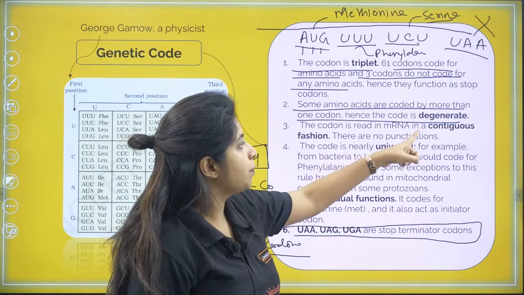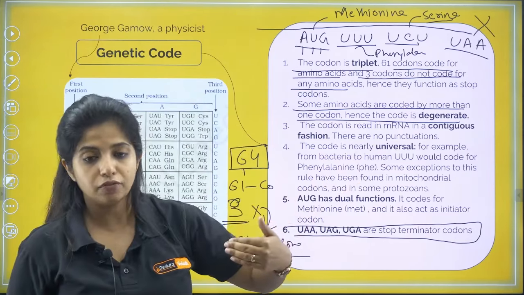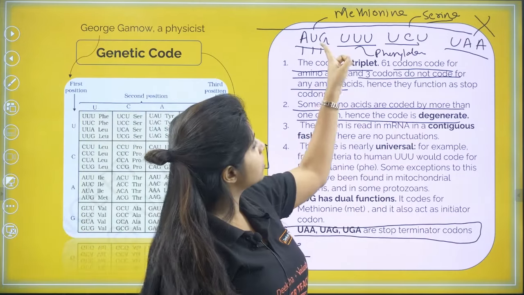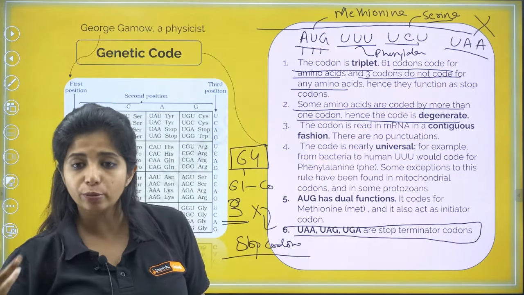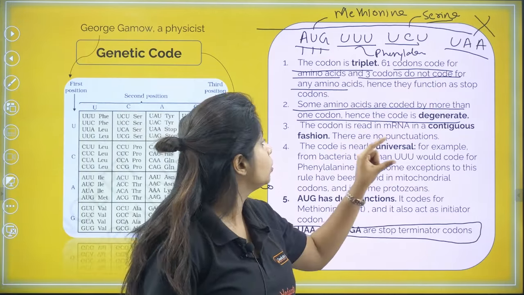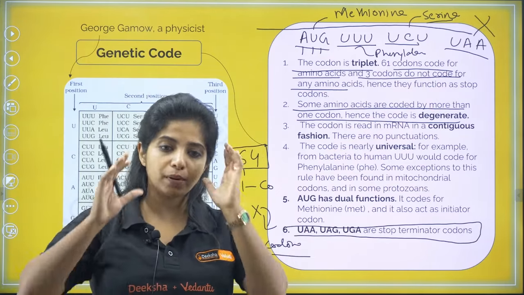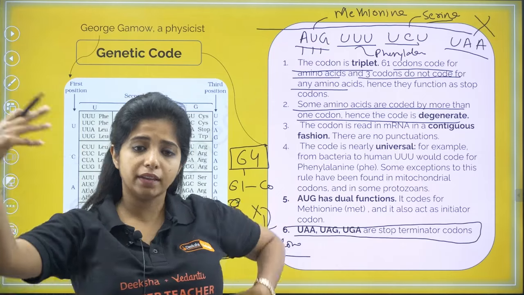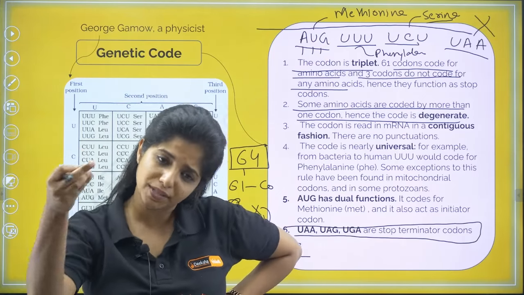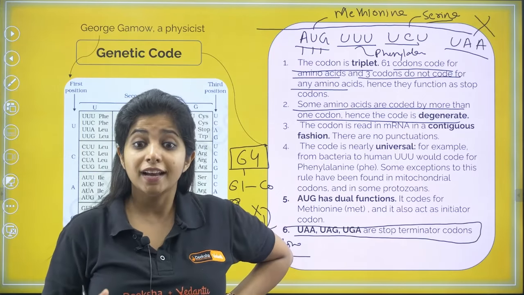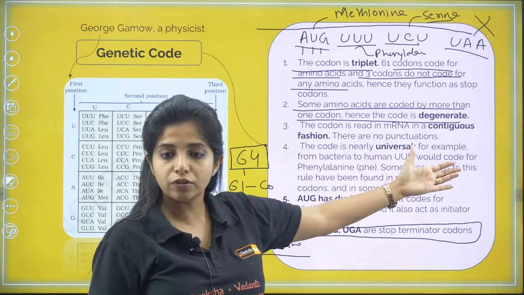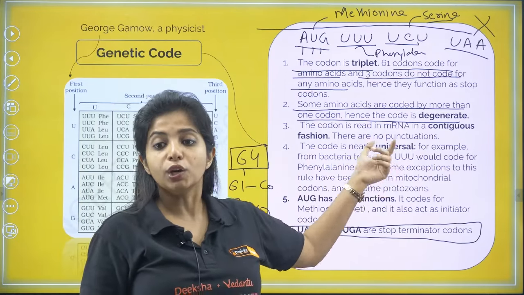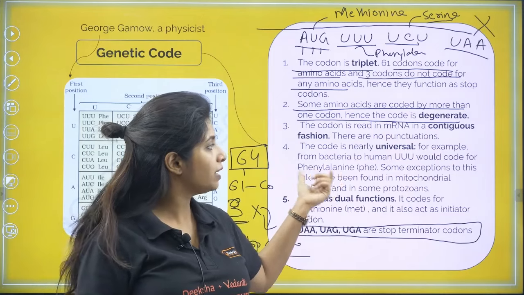The codon is read in mRNA in a contiguous fashion. This is another feature. So over here, do you see any punctuation, full stop, comma, anything? No, it is read completely like that. That is contiguous fashion. Now the code is nearly universal. For example, if you put the same mRNA in the case of bacteria also, they are going to produce the same protein. That means the codon is read in the same way there also. So the code is nearly universal. For example, from bacteria to human, UUU would definitely code for what? Phenylalanine.